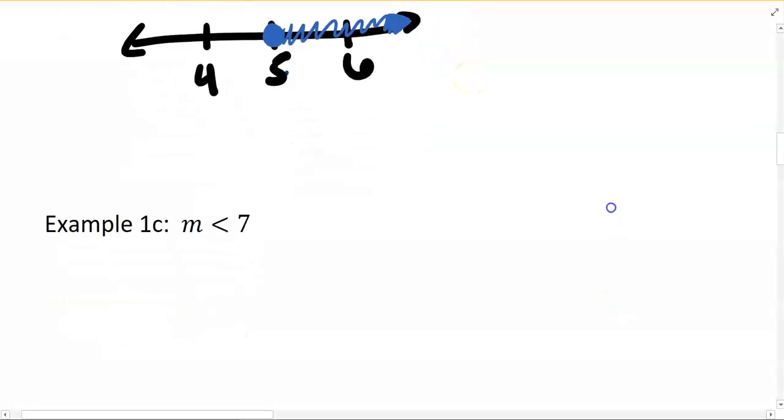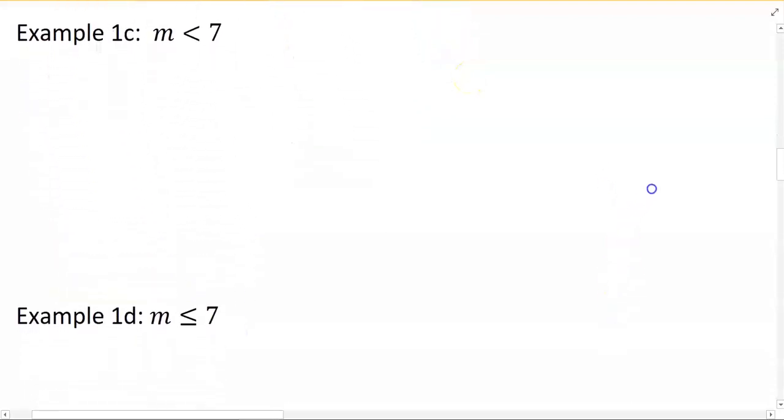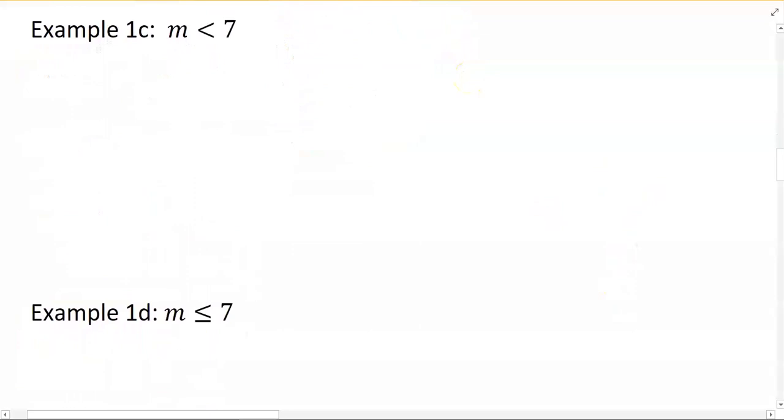All right, so I want you to try examples 1C and 1D here. You have 7 is less than m and m is less than or equal to 7. I want you to graph both of those, use the correct shadings and the correct type of circle or dot. So pause the video here, try those two problems, and then come back.